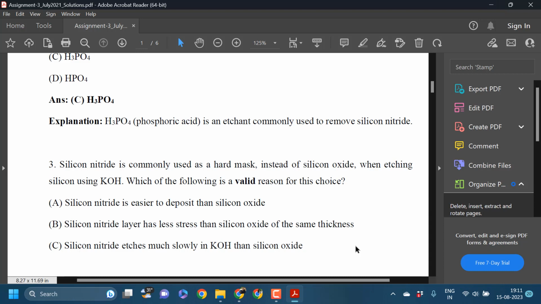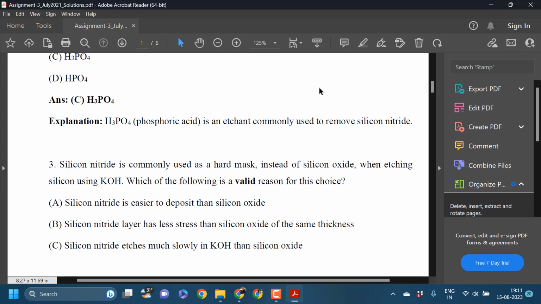Yeah. So basically the thing asked here is that silicon nitride is commonly used as a hard mask instead of silicon oxide when etching silicon using KOH. So basically we have a silicon substrate, and on top of that we will usually use silicon nitride. We won't use silicon oxide. What would be a reason?